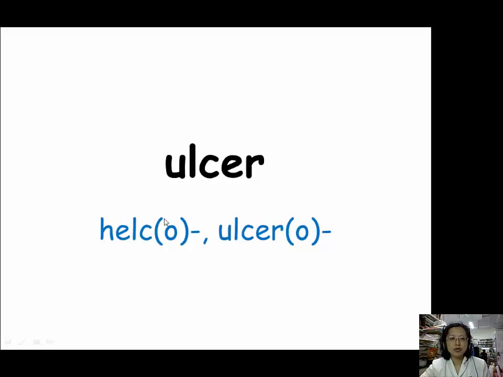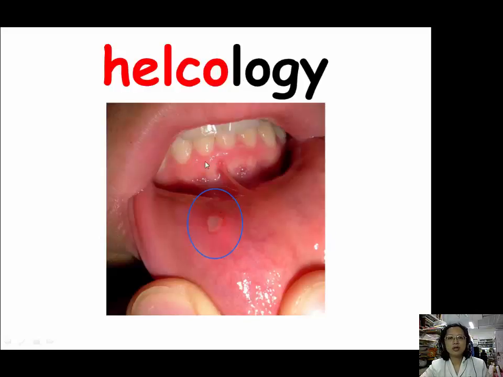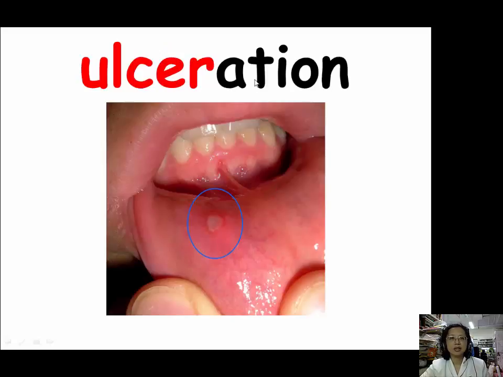For ulcer, we have two prefixes, helco, H-E-L-C-O, or ulcero, U-L-C-E-R-O. Our example for helco is helcology. Helcology is the scientific study of ulcers. And our example for ulcero is ulceration. Ulceration means the formation or development of an ulcer, or ulceration can simply mean an ulcer.